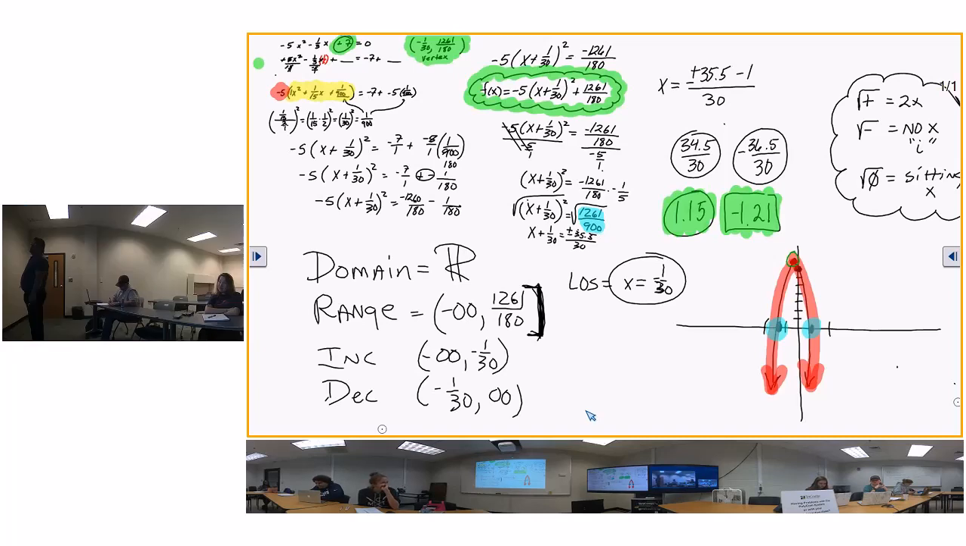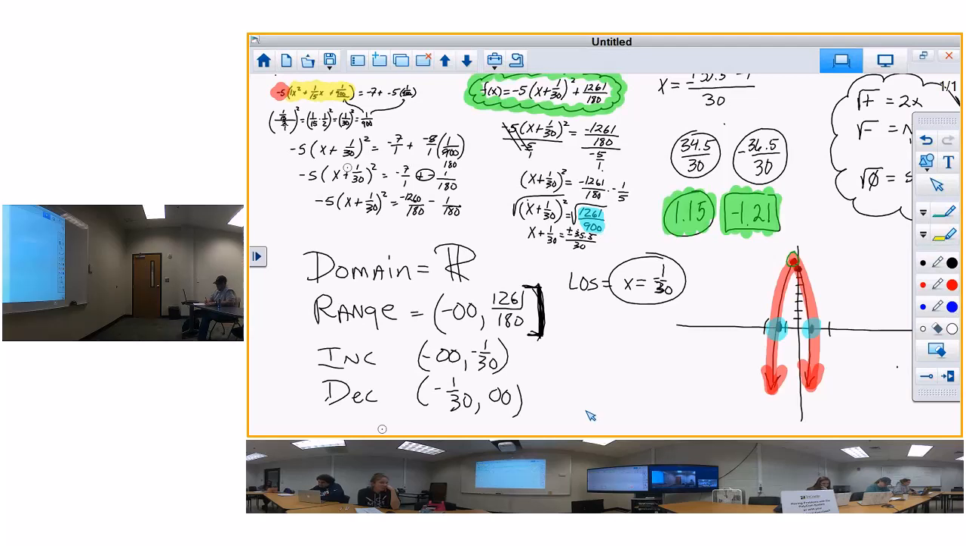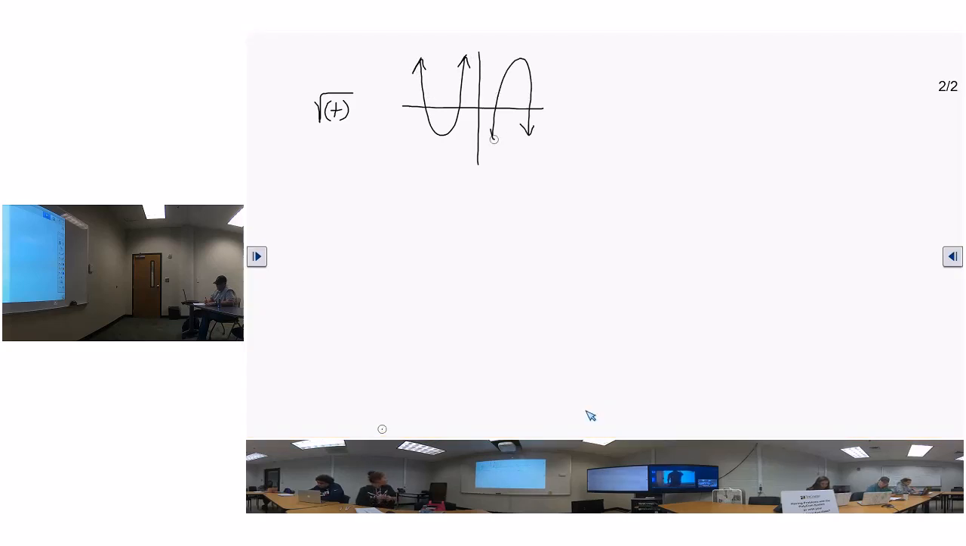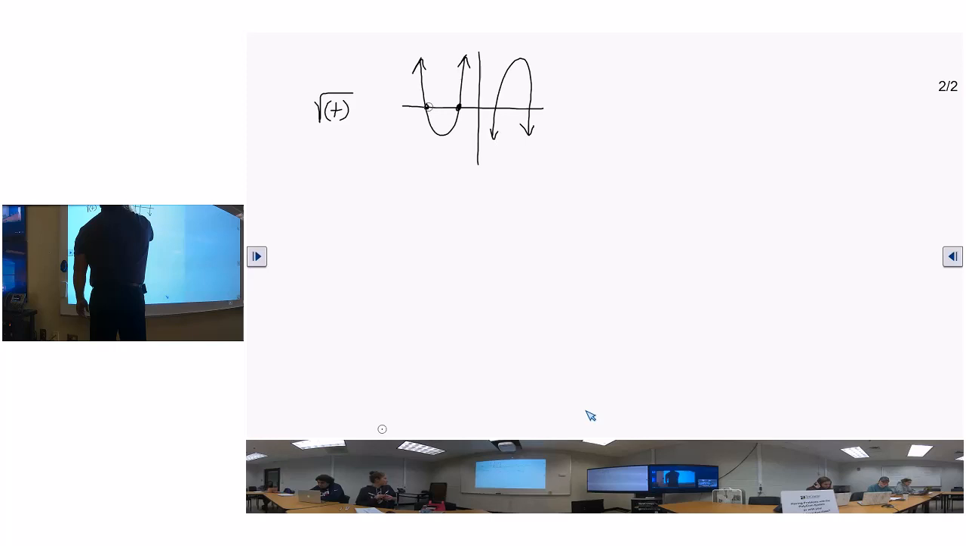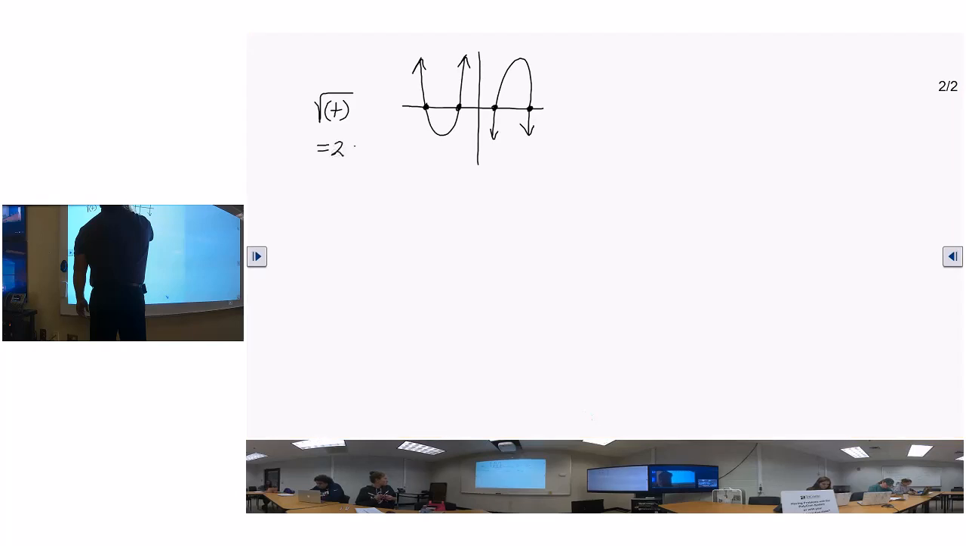We'll go over that on another screen so I can show you what it means. I got it. Okay, you got it? Yeah. Square root of a positive means that you've got a parabola. And what is that parabola doing? It's crossing the x-axis. How many times? Twice. So that means two x-intercepts. Okay, that's what that means.